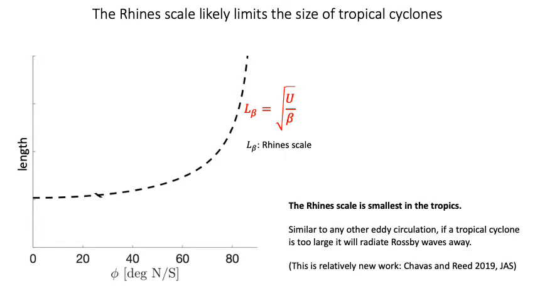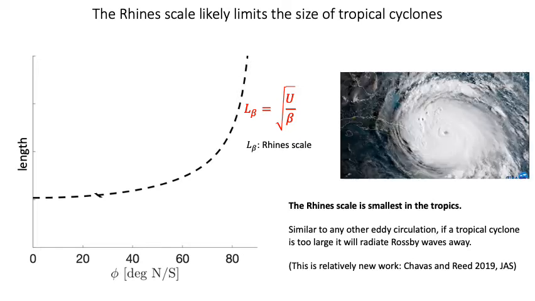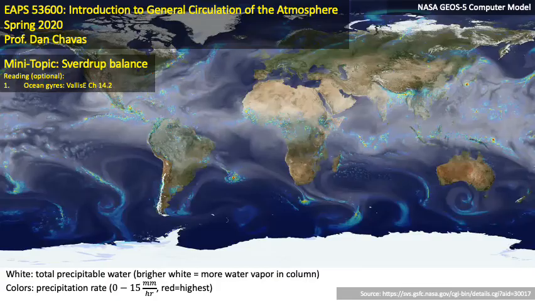And so, similar to any other eddy circulation, if a tropical cyclone is too large relative to the Rhines scale, it should radiate Rossby waves away. Just note this is relatively new work, some work that I did with a colleague that we published last year. You can also talk to a student in our class, Kwan Yu, who's working on this problem for his thesis as well. All right, that's the end of that mini topic.